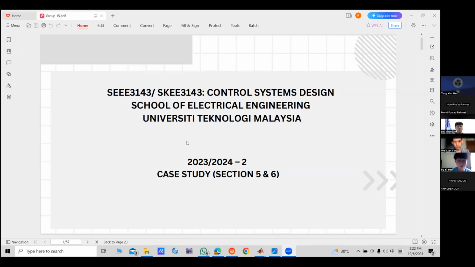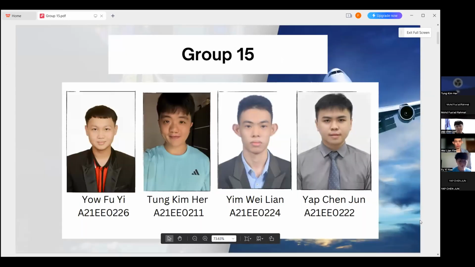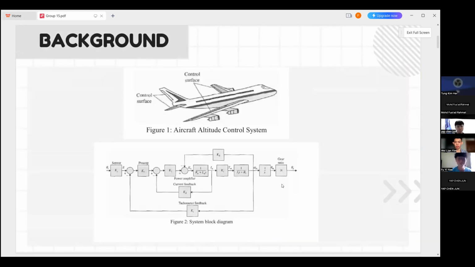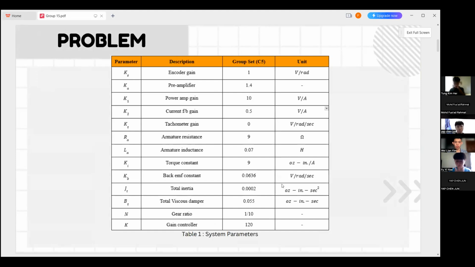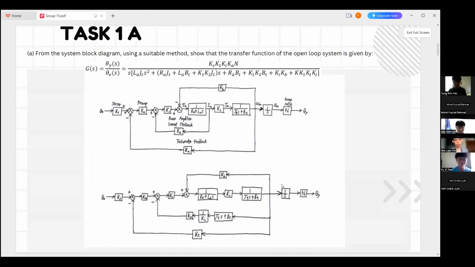Good morning, doctor and my friends. We are from group 15, and my name is Yofui. I'm the group leader, and my teammates are Tong Kim He, Im Wei Lian, and Yak Chen Jun. Our assignment is to do the control system on the position of the fin of a modern aircraft. And this is our group system parameters. Now we will start our task.